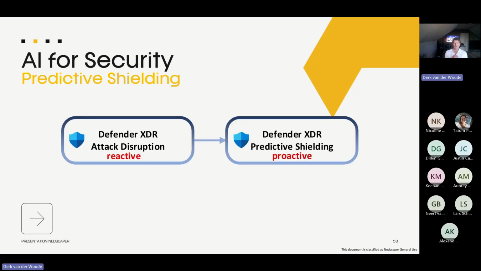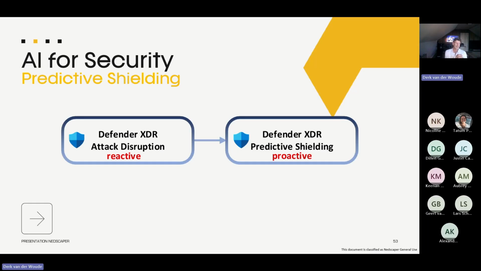Now, one of the last features for AI for security is predictive shielding. So we all know attack disruption. It's basically really powerful, but it's reactive. If an incident happens, attack disruption will try to block the incident. It does it quite good for well-known incidents. Now, in addition to this is predictive shielding.